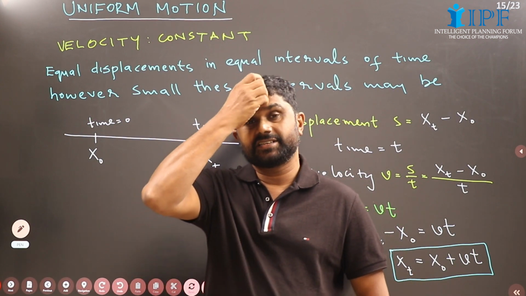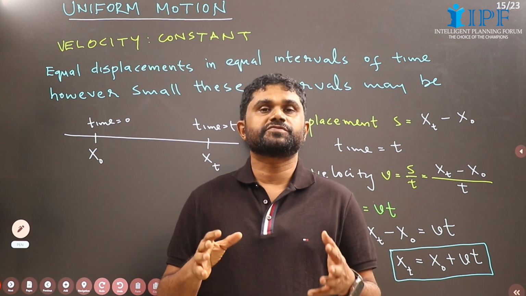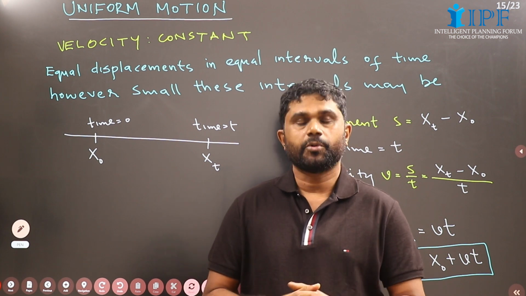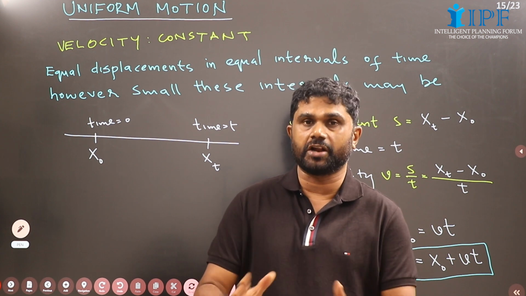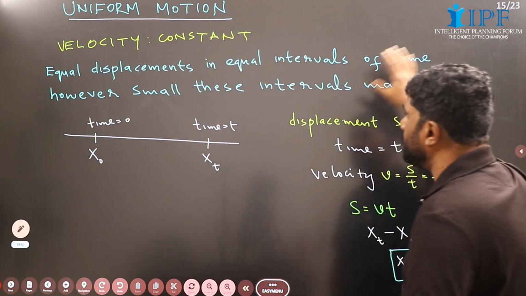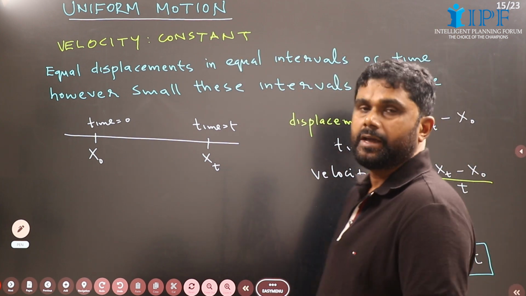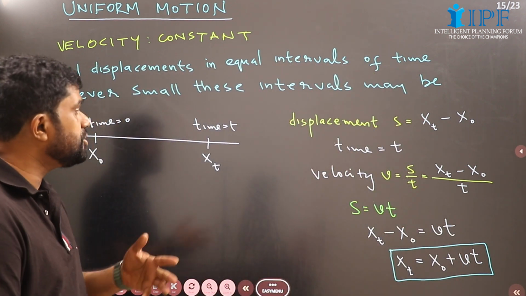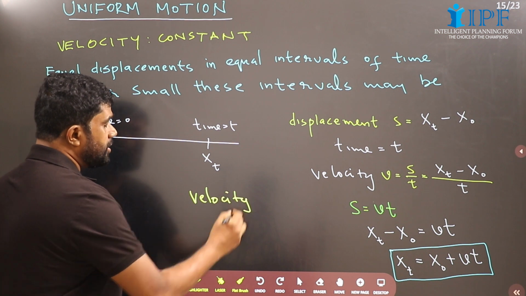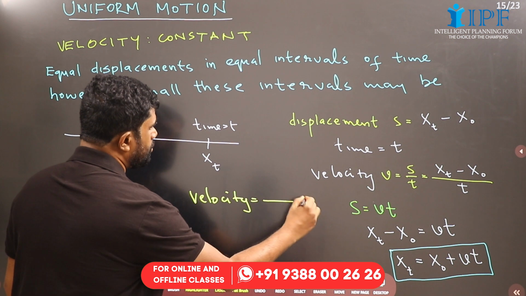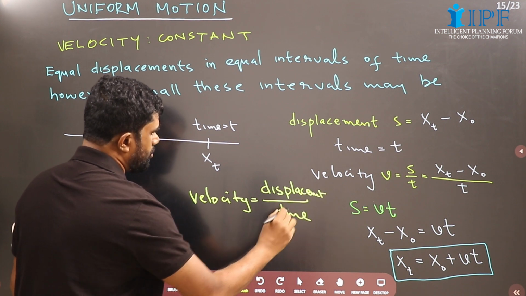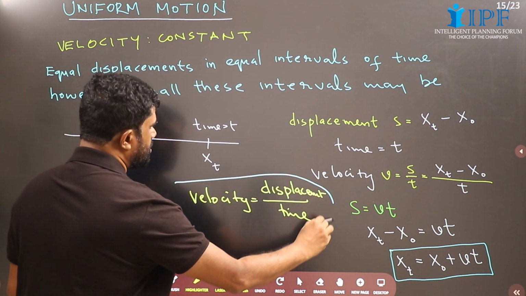Now see, when can we say that a body is in uniform motion? When the body moves with a constant velocity. When a body is moving with a constant speed, we cannot say that it is in uniform motion. A body is said to be in uniform motion only if it moves with a constant velocity. Uniform motion means the velocity is constant, which means equal displacements in equal intervals of time, however small these intervals may be. Now when the body is in uniform motion, we are considering motion with constant velocity, so this formula will be valid: velocity equals displacement divided by time.